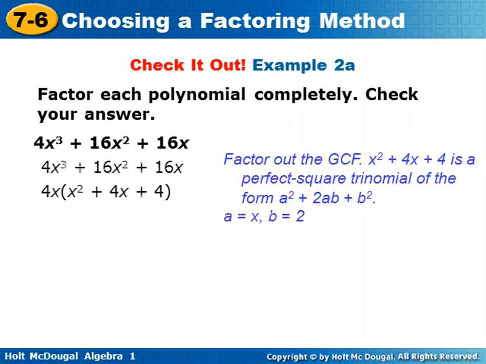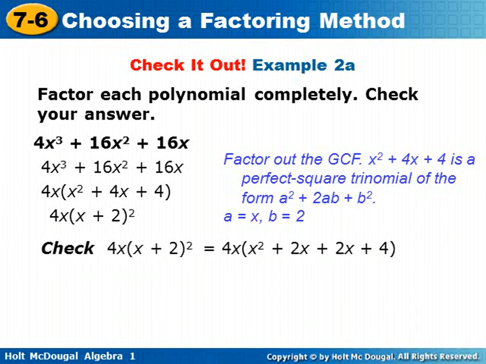So that's 4x, which leaves x squared plus 4x plus 4 inside the parentheses. X squared plus 4x plus 4 is a perfect square trinomial. A term is x, b term is 2. So we factor it out. We have 4x still on the outside of the parentheses, and then we get x plus 2 squared on the inside.